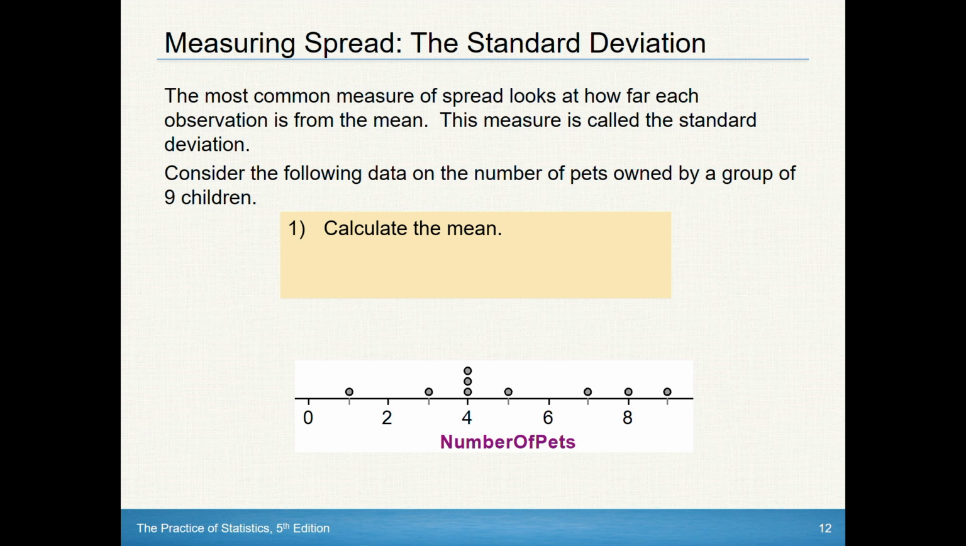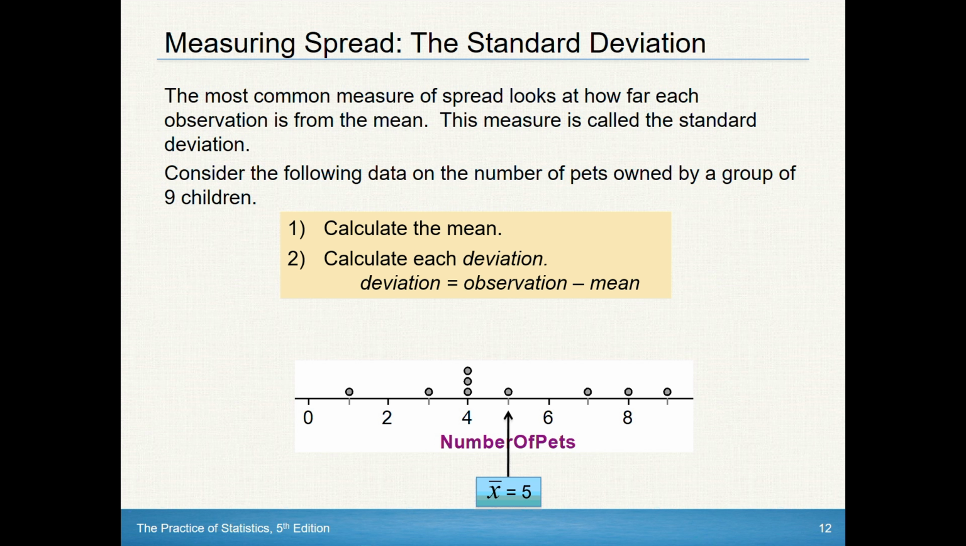How do we do so? Well, first we have to calculate the mean, because the standard deviation is based on the mean. Then we calculate each deviation. The deviation is how far apart our observation is from the mean, so observation minus the mean. The mean for this data set is 5. So if I looked at the first value here, 1, I have a deviation of 1 minus 5, or negative 4. If I looked at this data point here of 8, its deviation, 8 minus 5, is 3.